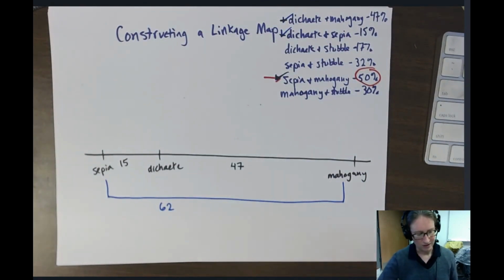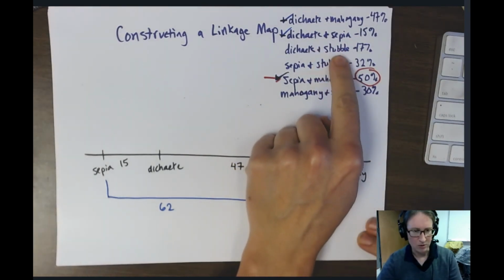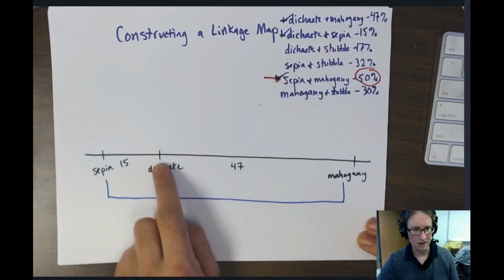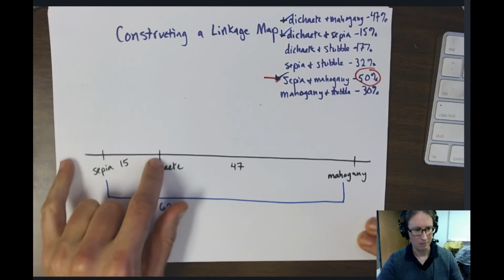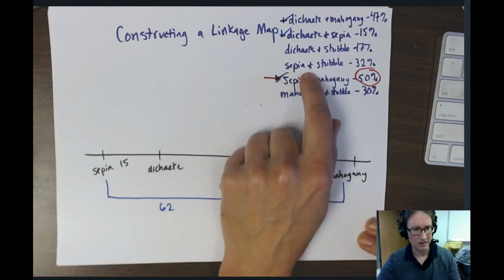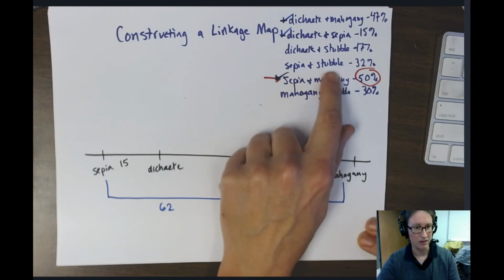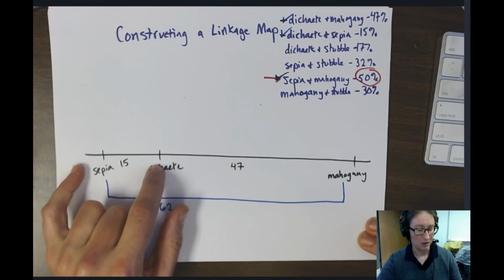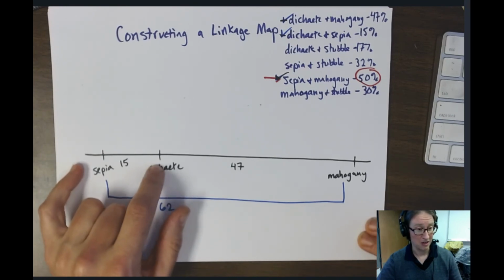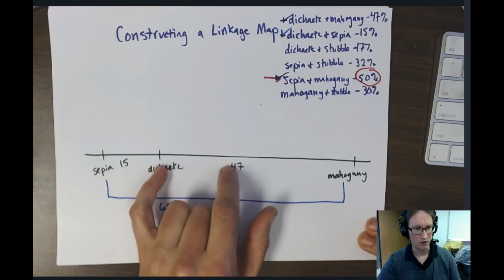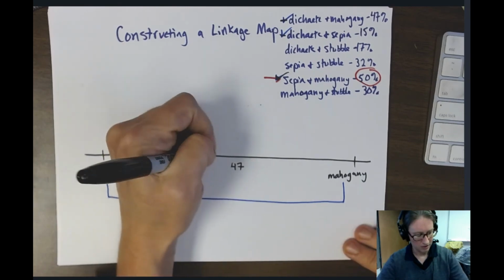So up next we've got this stubble gene. What we notice here is that dikete and stubble are 17% apart. That could mean that stubble could be down here, 17 map units away, or stubble could be over here, 17 map units away. What do we notice about the next entry, sepia and stubble? Well, sepia and stubble are 32 map units away. If stubble were over here, sepia and stubble would only be 2 map units away, not 32. So that tells us that stubble has to be on the other side of dikete. It's over here. So we can draw in stubble somewhere like right here.